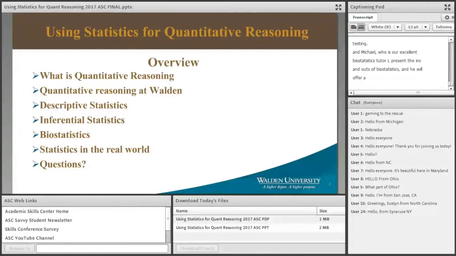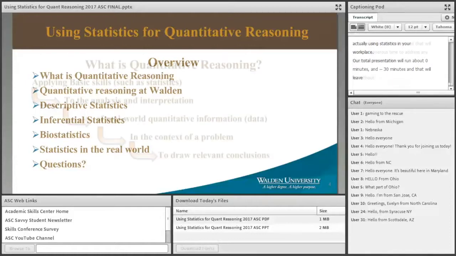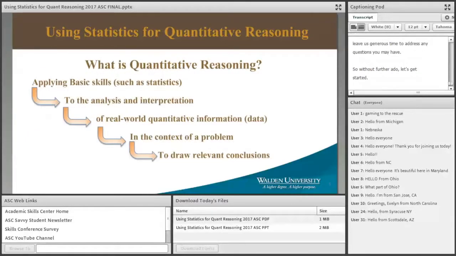We will conclude the presentation by looking at the application of statistics in the real world, when we will also give you a chance to let us know if you are actually using statistics in your workplace. Our total presentation will run about 30 minutes, and that will leave us generous time to address any questions you may have. As you can see on the screen, quantitative reasoning is a process.